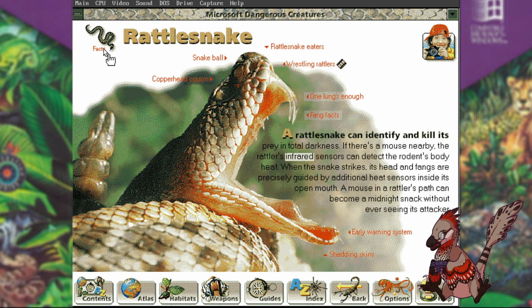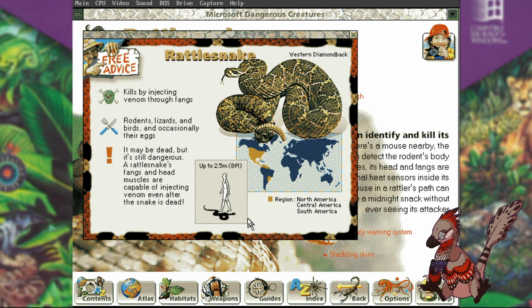Rattlesnake eaters. Oh, right, let's actually look at the facts. We haven't looked at the facts. Rattlesnake. Kills by injecting venom through fangs. Eats rodents, lizards, and birds, and occasionally their eggs. It may be dead, but it's still dangerous. A rattlesnake's fangs and head muscles are capable of injecting venom even after the snake is dead.